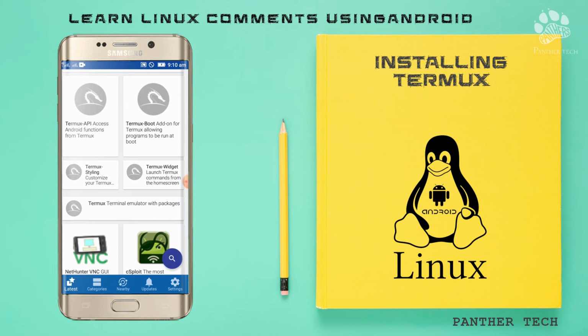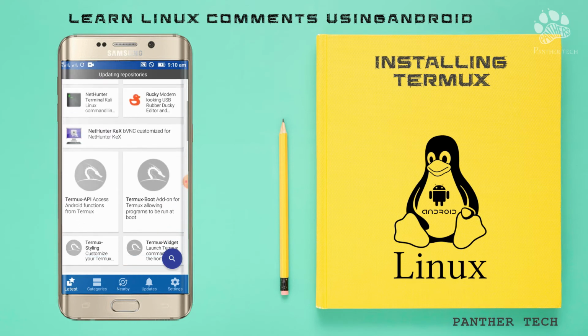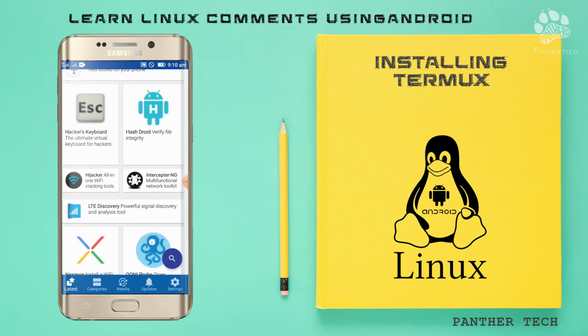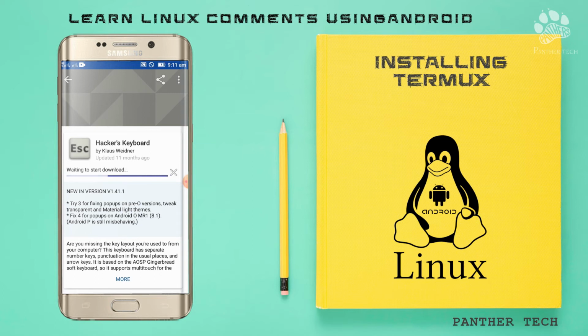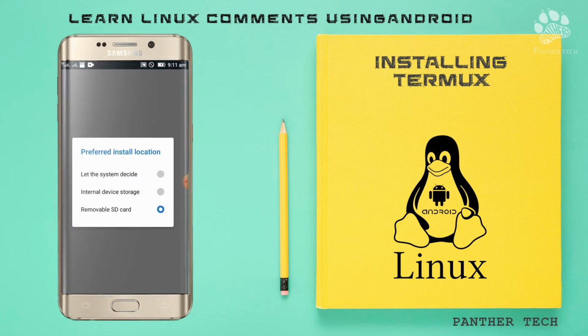And we need two more apps. First one is Hacker's Keyboard. Scroll up, scroll down and you can see Hacker's Keyboard. Click the Hacker's Keyboard and download it. Click install. I install it on the removable disk.